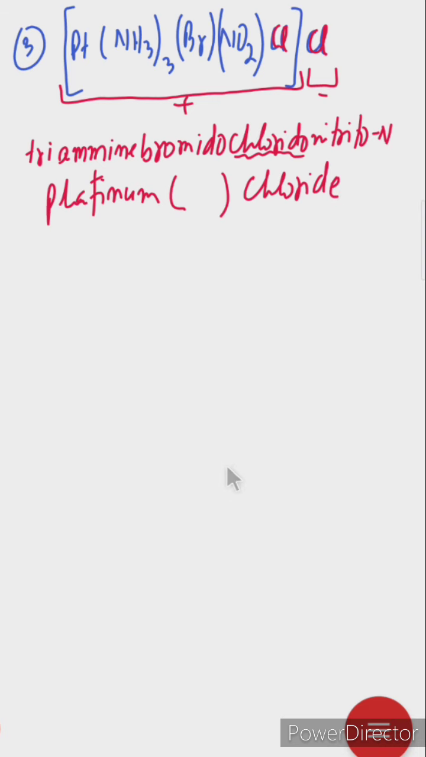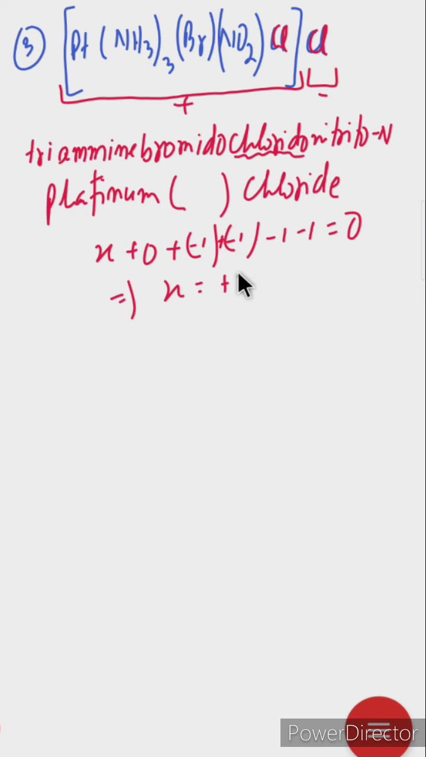So let me calculate the oxidation number of platinum here. Platinum is X, for example. Ammonia is 0, bromine is -1, nitrito is also -1, and Cl is also -1 oxidation number. This is also -1, equated to 0. So X is equal to +4. So this will be 4, like this. I think this is clear.